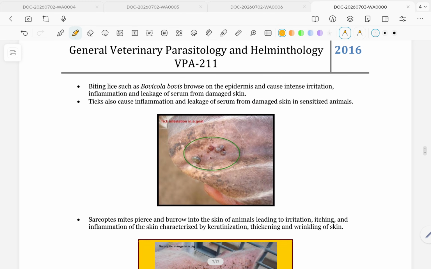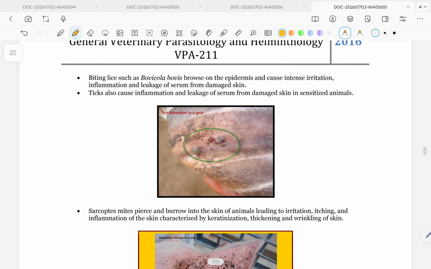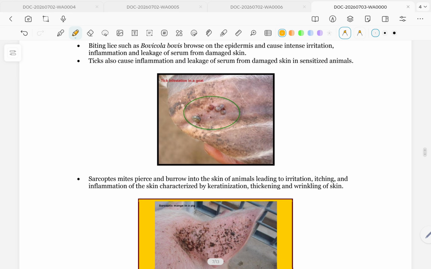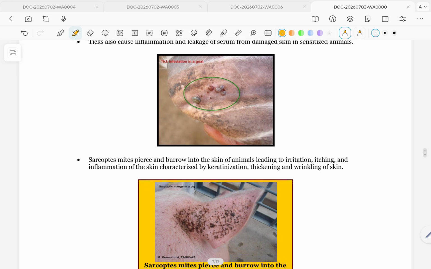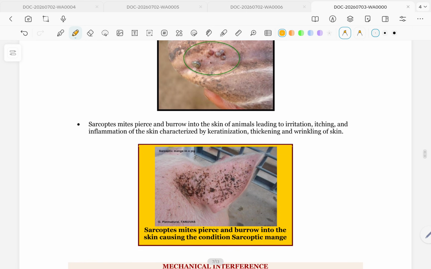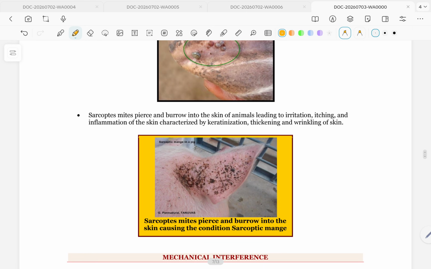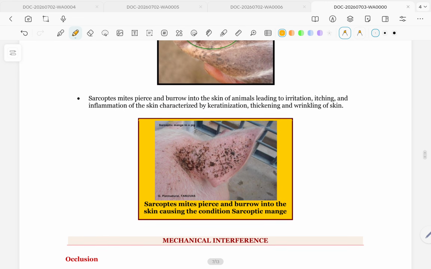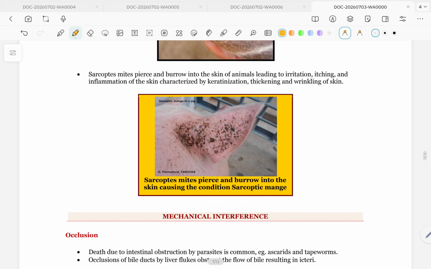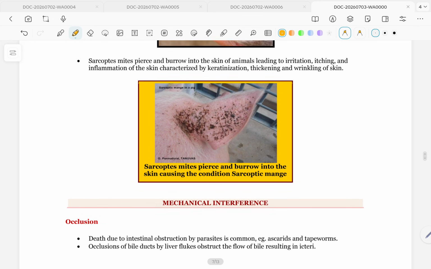Ticks also cause inflammation and leakage of serum from damaged skin in sensitized animals. Sarcoptes mites burrow into the skin of the animal, leading to irritation, itching and inflammation of the skin, characterized by keratinization, thickening and wrinkling of the skin.